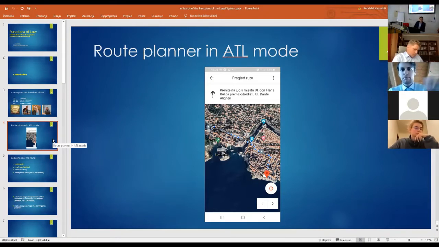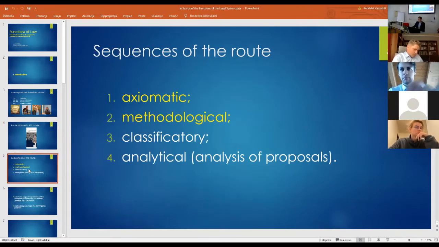So the primary goal of this presentation, this paper, is to address what I call the axiomatic and methodological phase. Of course, after these two phases, you have to go to the classificatory stage and the analytical stage, which means, when you have proposed a function that you think is the function of law, let's now analyze this. But to come to the final stage, you have to go through all these stages.